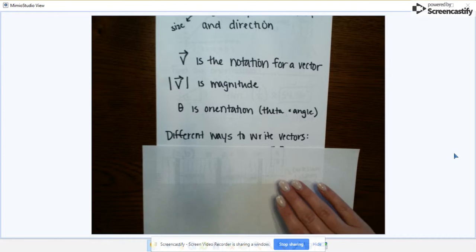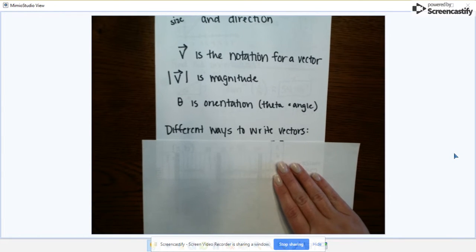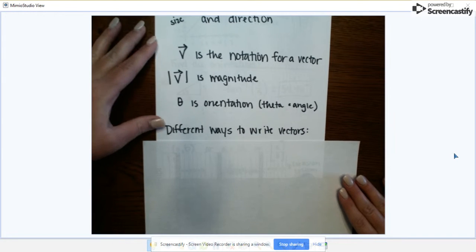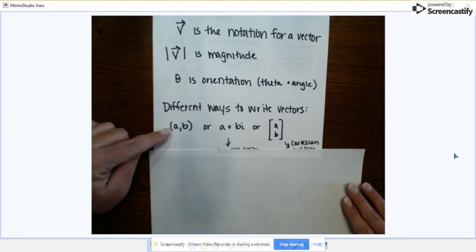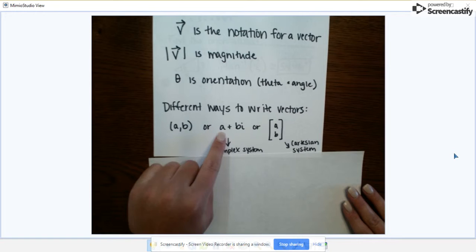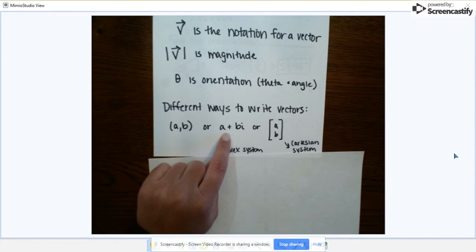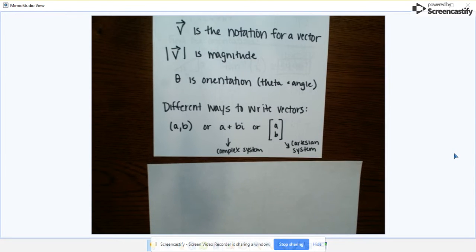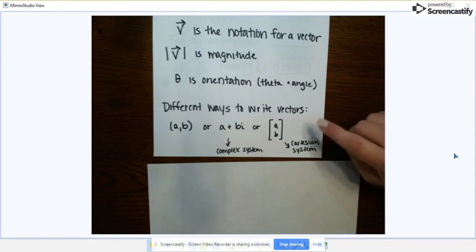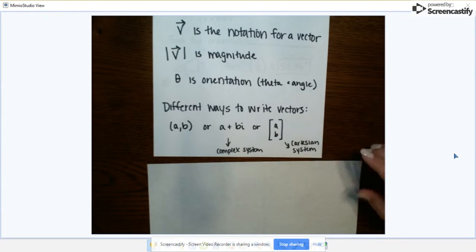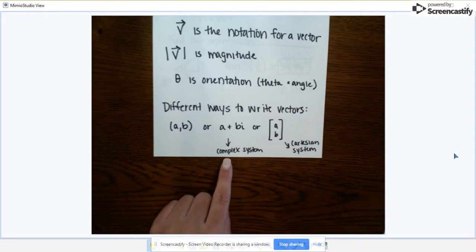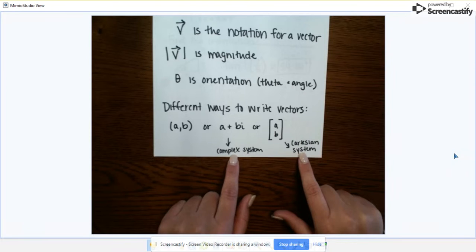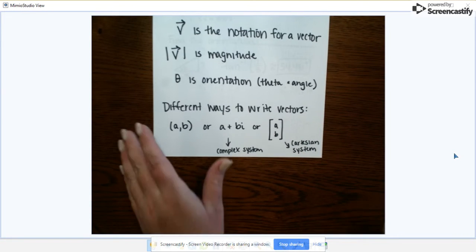There are 3 different ways that you can write a vector. This is our notation to define one, but as far as actually giving a specific coordinate, we can have a coordinate point. We can use a complex number, so a plus bi is another way. Or we can use a matrix, so it could be a 2x1 matrix. Your book will use the words complex and Cartesian, so that's what they mean when they're talking about those 2 things.